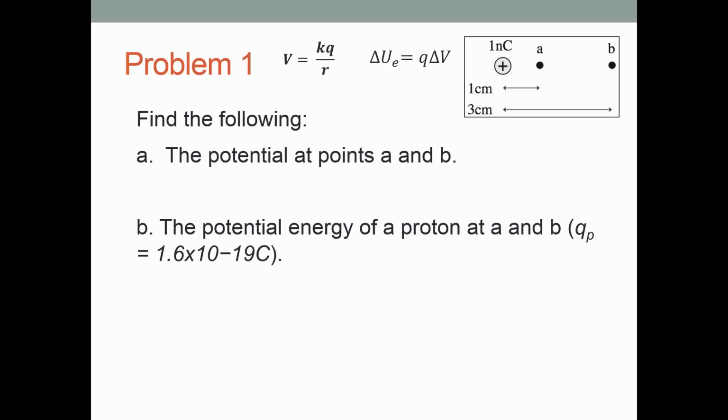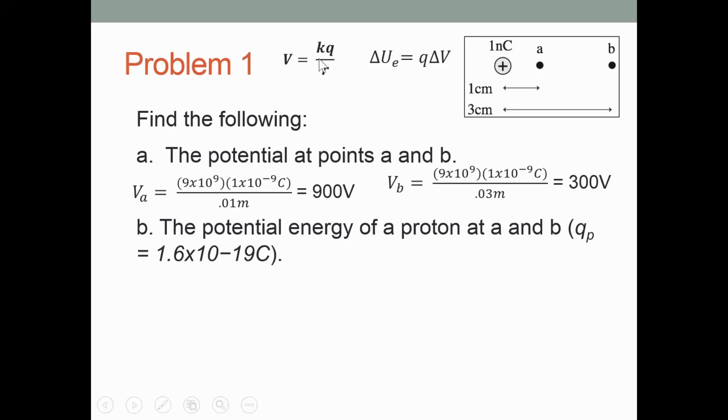So let's do one problem. Looking at this charge, 1 nanocoulomb, and points A and B, what is the potential at points A and B? To find the potential, we're going to use K times Q over R. And we get the potential at point A is 900 volts. The potential at point B is K times Q over R, and we get 300 volts.